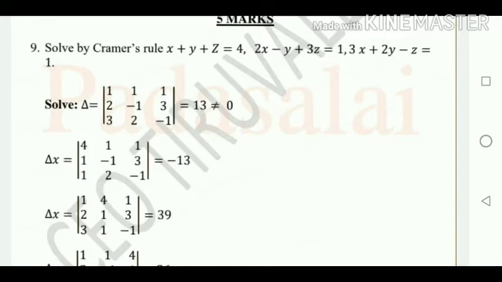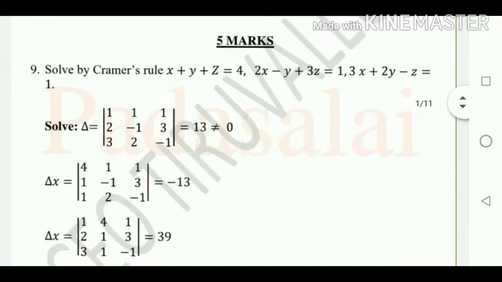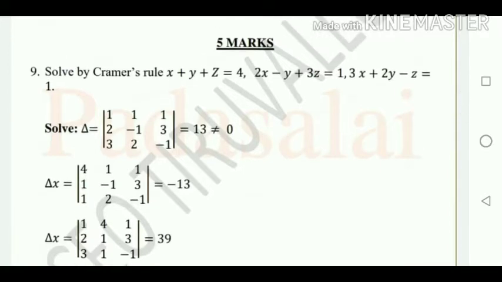X plus y plus z equal to 4. That 4 is taken into consideration. 4, 1 and 1. Then in the first equation 4, second equation 1, third equation 1. Therefore, instead of 1, 2, 3 in the first column, I am taking the values 4, 1, 1 as the first column here. Okay. So if you want to find delta x, you change the first column. For delta y, you change the second column, and for delta z, change the third column. Here delta x equals 4, 1, 1; 1, minus 1, 3; 1, 2, minus 1 after changing the first column as 4, 1, 1.